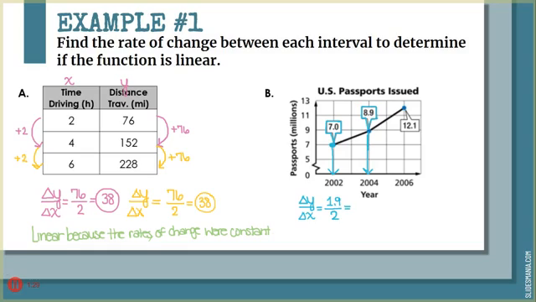And then we're going to divide that. So 1.9 divided by 2 would be 0.95. So my rate of change between the first two ordered pairs is 0.95.